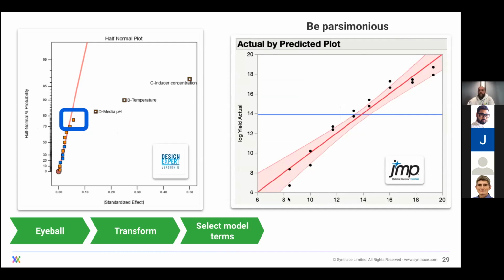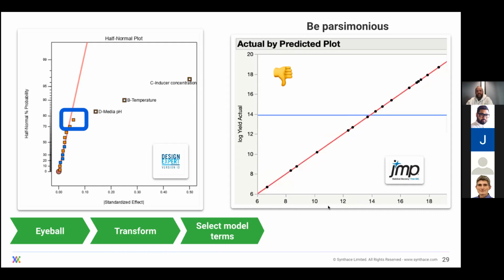This is a graph of the observed yield, the actual measured yield, against the model predicted value of yield. And this looks okay. This is the same actual by predicted graph, but this is an example of where you add all the terms from your experiment. It looks really nice with a perfect correlation of the observed and predicted yields. However, this model is overfitted. You have not been parsimonious, and it is likely that this model is not useful in describing your biological system.